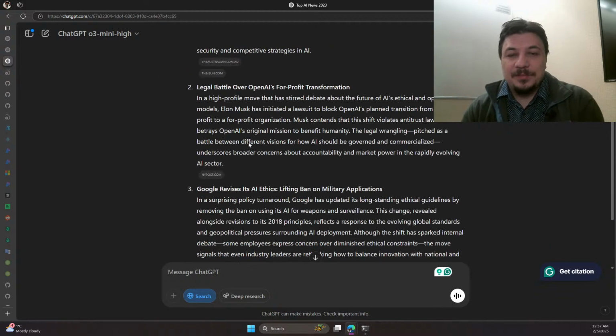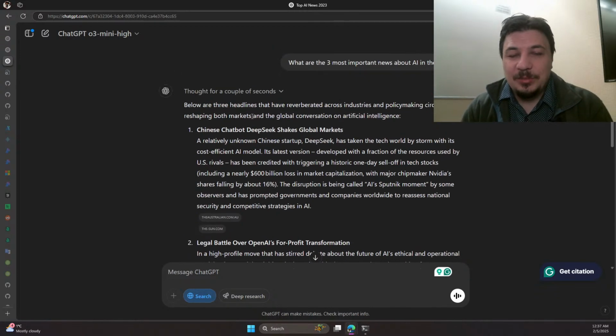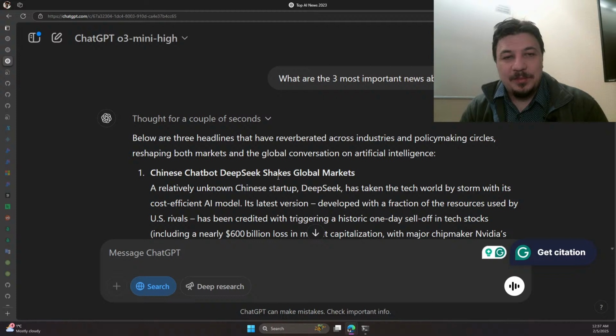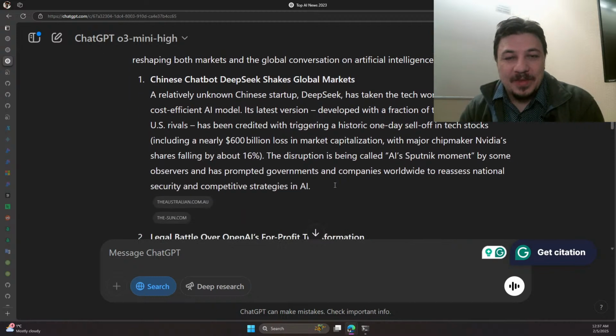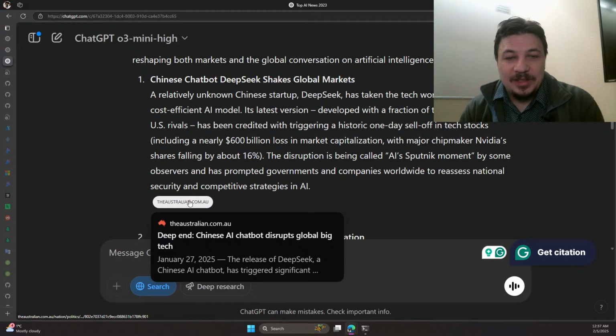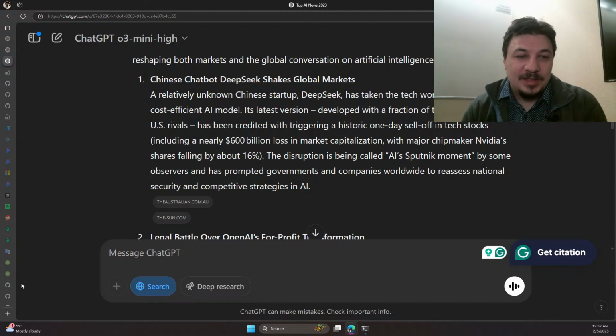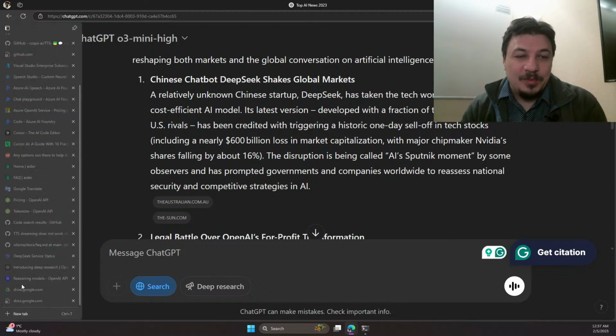Okay, let's see. So it selected the top 3 news for us. Maybe we could read them. So the first news: Chinese chatbot DeepSeek shakes global markets again and again. Again, the news itself is from January. So it's well discussed news, let's say that. So probably we couldn't discuss anything new here.